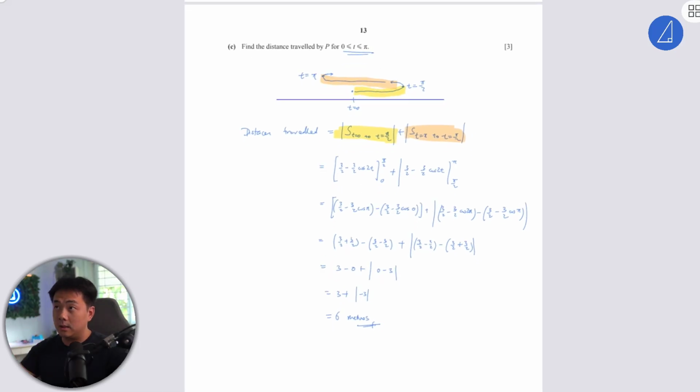Alright, so that's it. You want the distance traveled. Just remember, for the distance traveled, you need to take the distance traveled to where it changes direction. So that's how I do this question here.